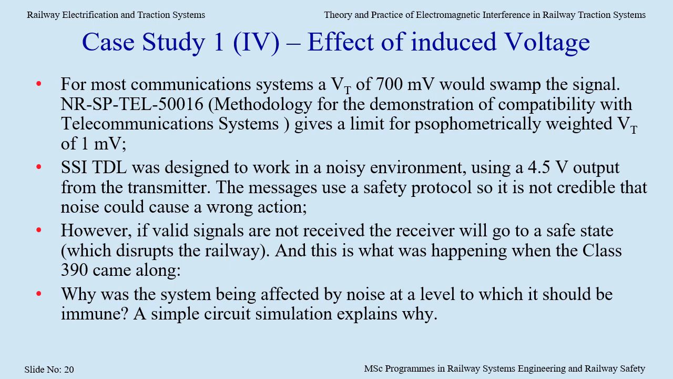It uses a 4.5 volt output from the transmitter. The messages also use a safety protocol, so it's not credible that noise could cause a wrong action. However, if valid signals are not received, the receiver will go into safe state, which leads to disruption on the railway. And this is what was happening when the Class 390 came along. So why was the system being affected by noise at a level to which it should be immune? A simple simulation will explain why.